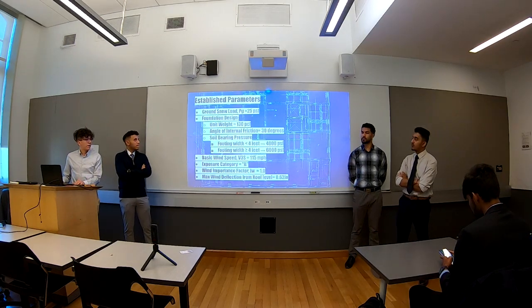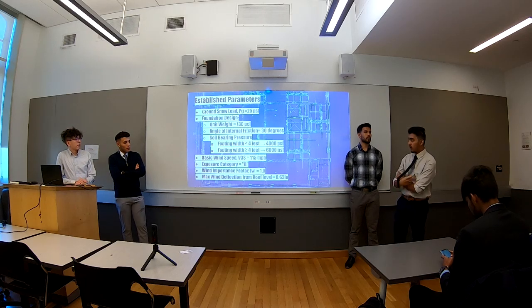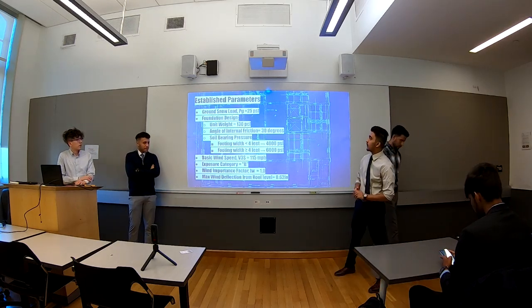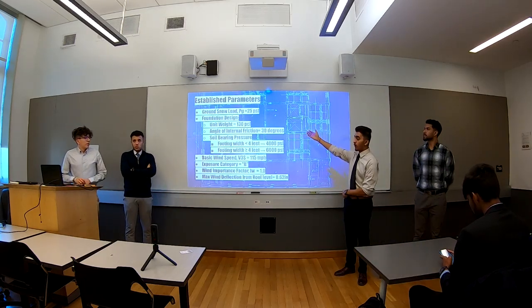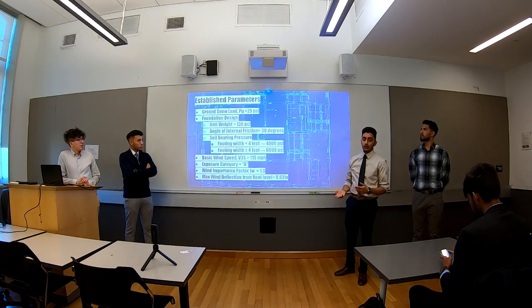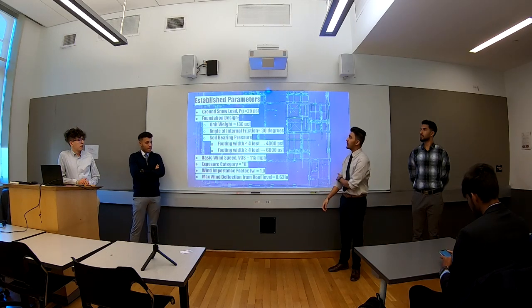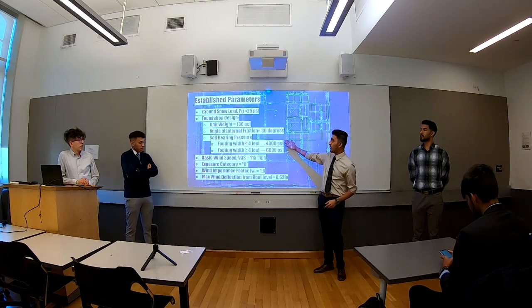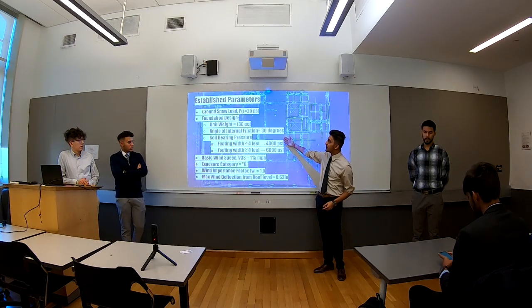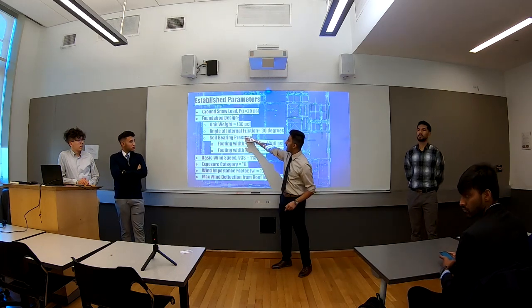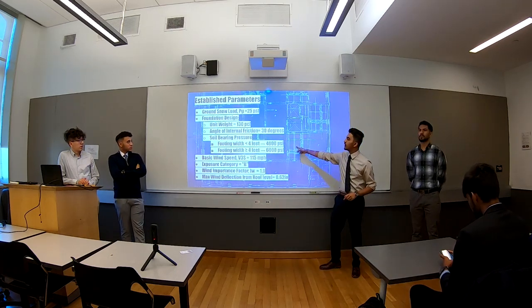These are some of our established parameters for our structure. As you can see, we start with our ground snow load because we are located in Manhattan, so we have to consider the different weather that will come into play. These are also some of our parameters for the foundation design, which include our unit weight and the angle of internal friction, which comes out to 30 degrees.